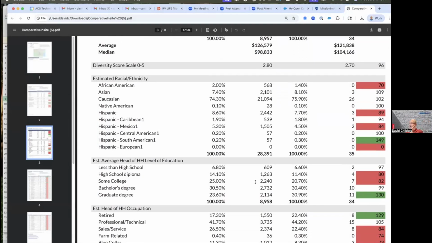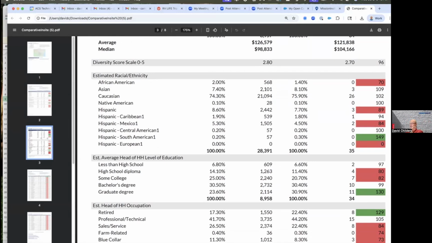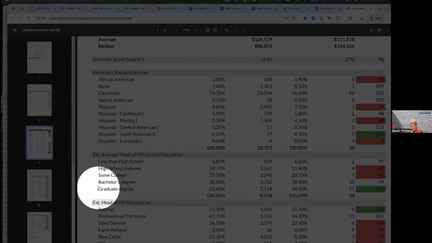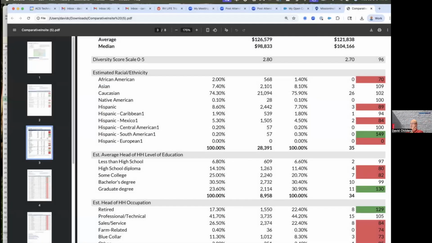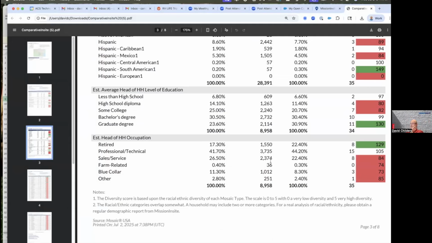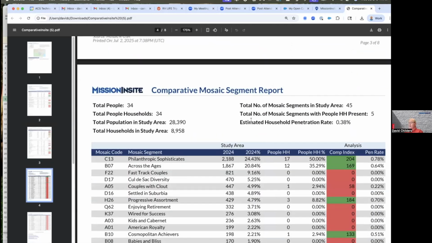Education. Can you go and do elementary level education with the folks in this area? Nope. I'm going to need at least a bachelor's or a graduate degree to really begin reaching this community with content. Guess what? Estimated household occupation, retired, 22%. So are we reaching for teenagers and for young married adults in BO7 or in this particular little small study area? Nope.